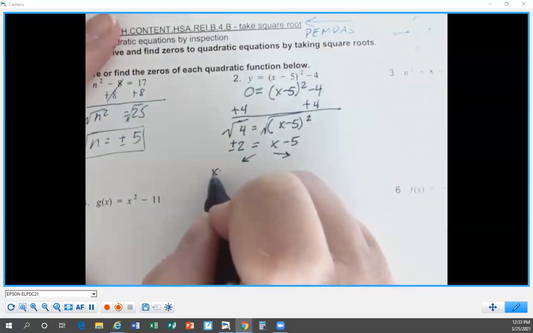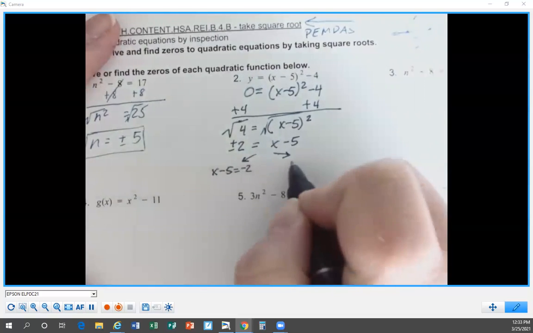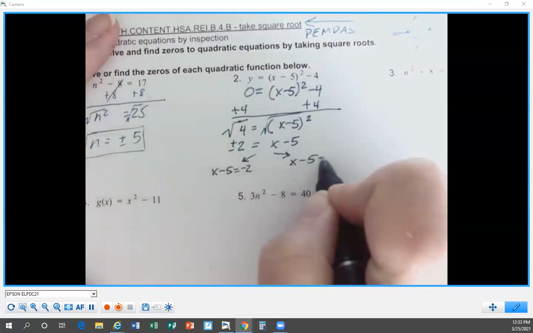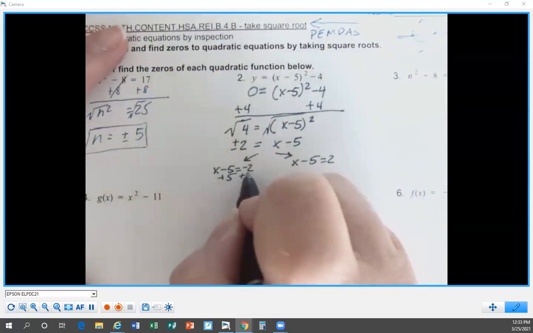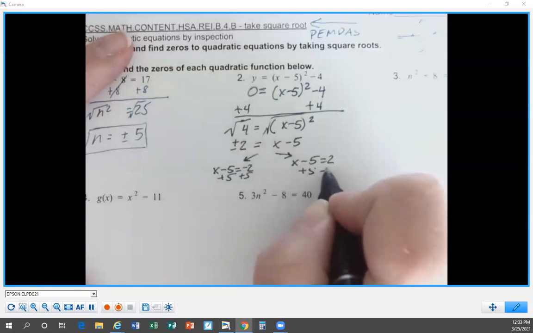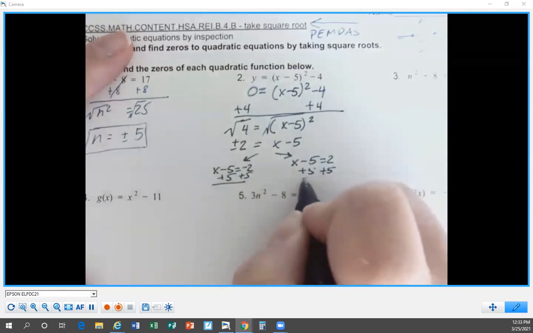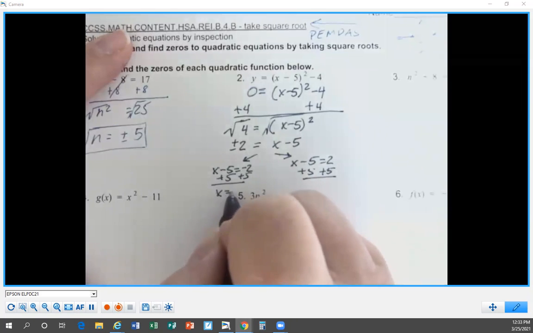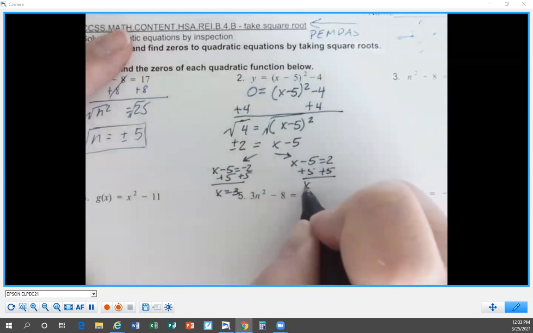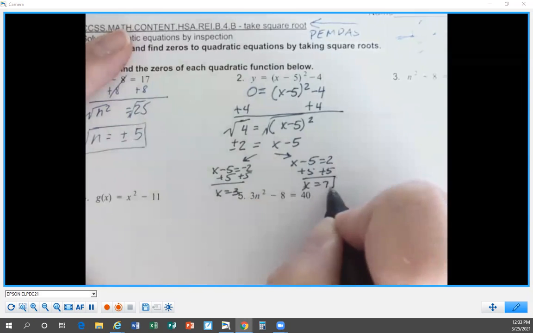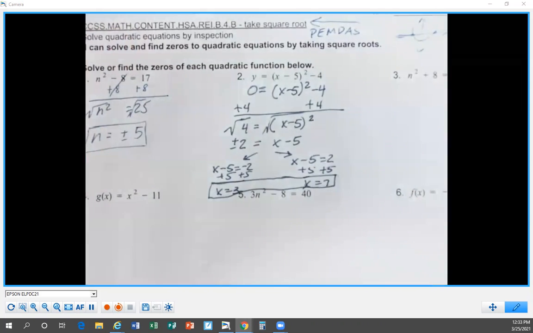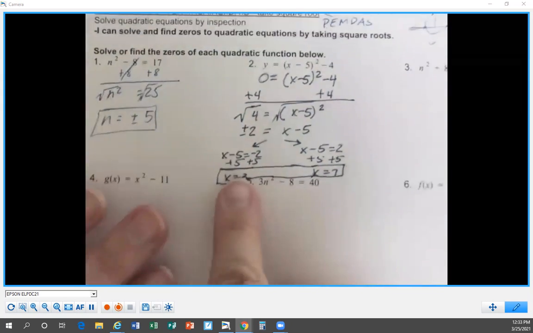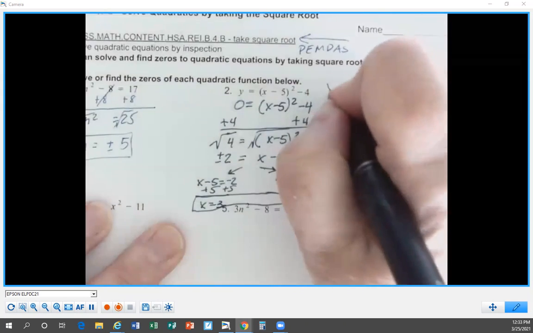Okay, so either x minus 5 equals negative 2 or x minus 5 equals positive 2. Add 5 to each side. I'm going to do both equations simultaneously. So here we can have x equals 3 and x equals 7, and those are our answers. X equals 3 and x equals 7. I'm going to write that over here just so it's a little neater.